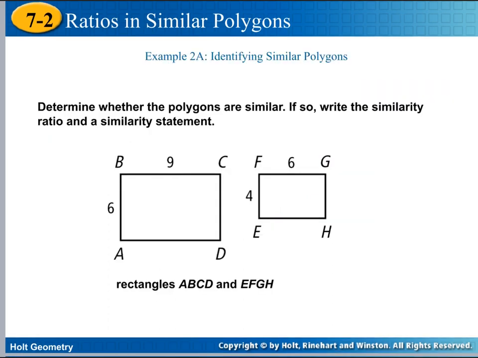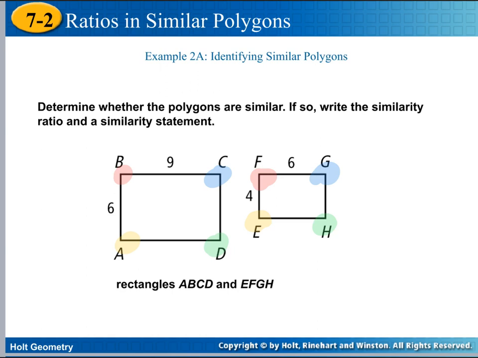So here we have a pair of rectangles, and we want to decide, are these rectangles in fact similar? Well, one easy thing about rectangles is we know that all the angles are 90 degrees. So I know that angle B and angle F would correspond. Angle C and angle G would correspond. Angle D and angle H would correspond. And angle A and E would correspond. And all those corresponding angles are right angles, so therefore they're congruent.